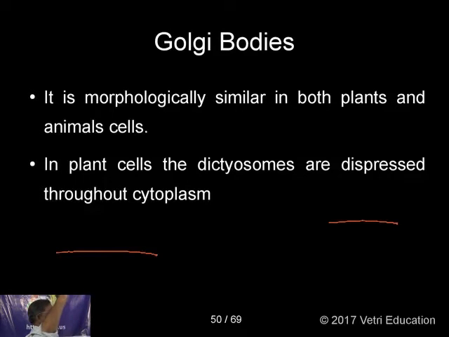Next, it is morphologically similar in both plants and animals. There is no difference between plants and animals. In plant cells, the dictyosomes are dispersed throughout the cytoplasm. Dictyon means net-like, so they are dispersed throughout the cytoplasm, whereas in animals, they are isolated at some places. That is the difference.